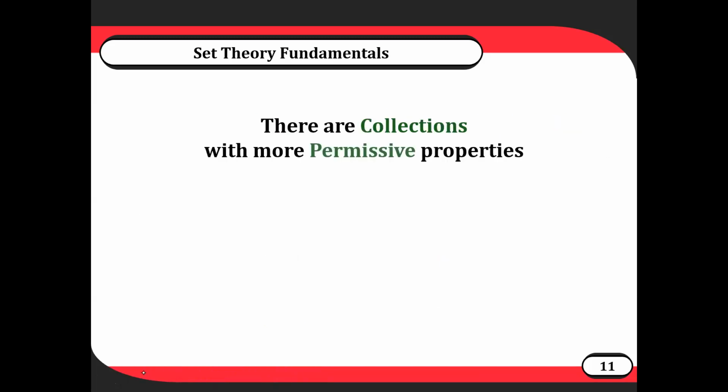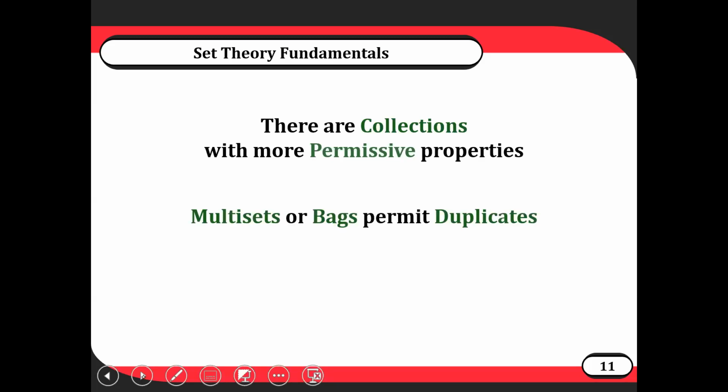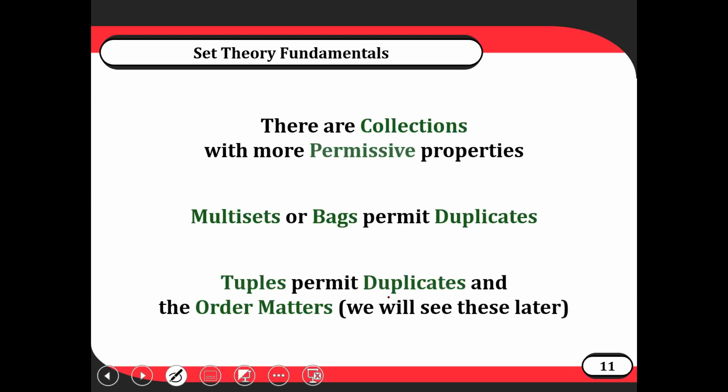So there are collections with more permissive properties. Multi-sets, or bags, permit duplicates, and tuples permit duplicates and the order matters. And we're going to see these later. We probably won't see too much of multi-sets or bags. They are just basically sets where you can have duplicate items.